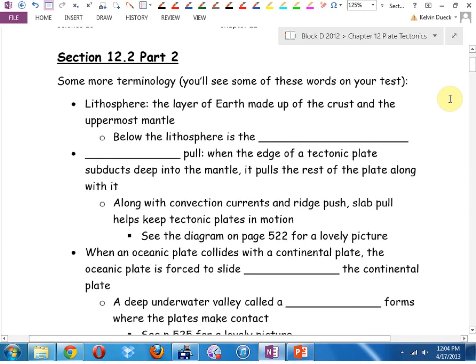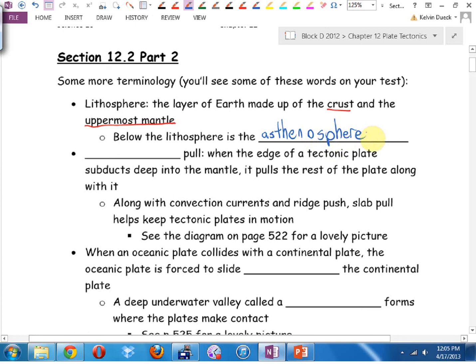The lithosphere, Kenzie, is the layer of Earth made up of the crust and the uppermost mantle. The lithosphere is where most of the geological action that we see occurs. It's what we can generally see happening in terms of forming mountains and valleys and all that stuff. Below the lithosphere is, I did give you this word last day, the asthenosphere.